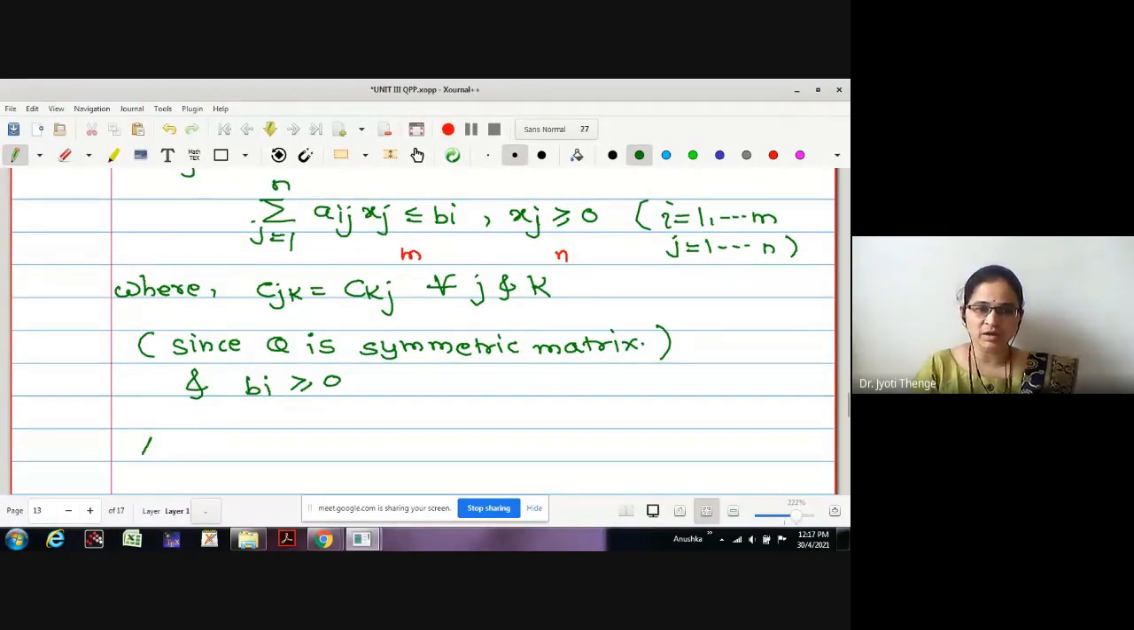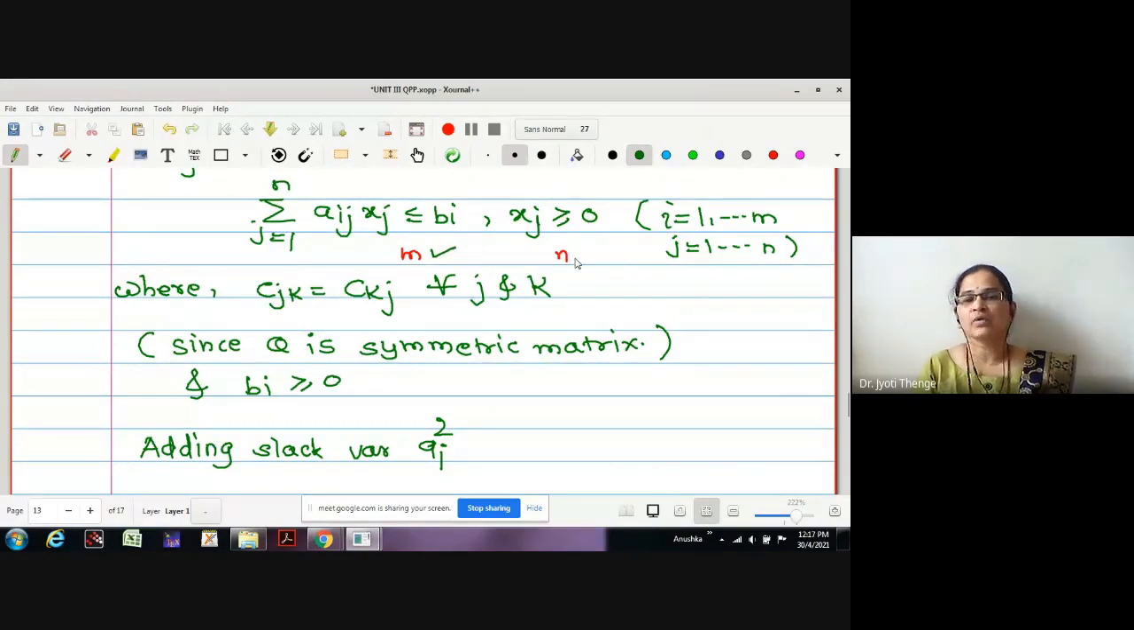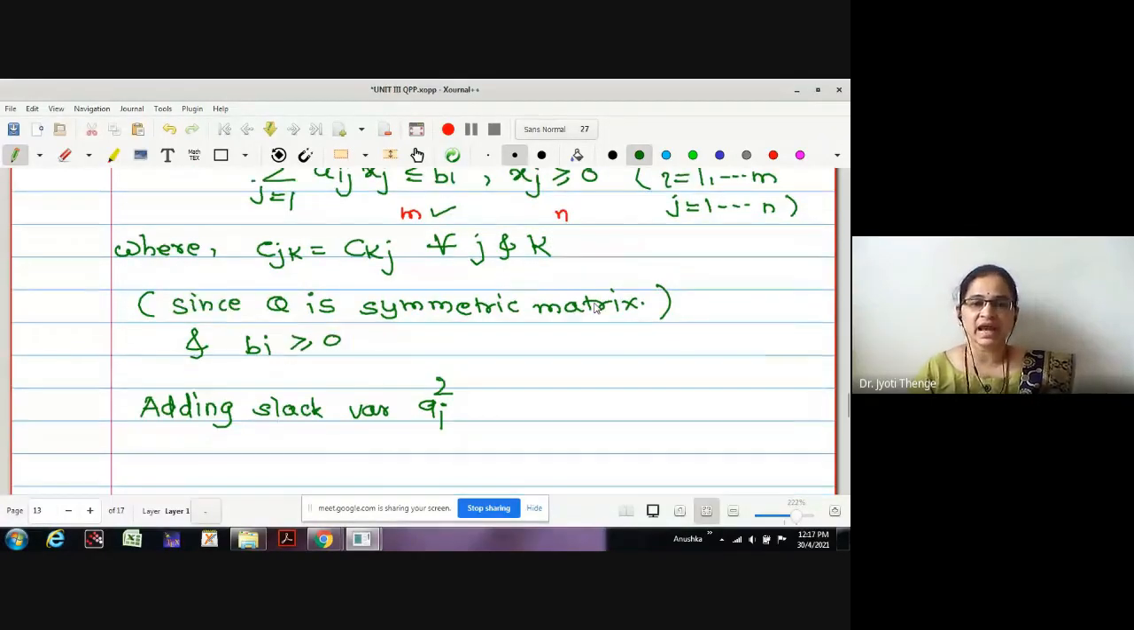Therefore, here what I am writing, adding slack variable q_i square. The q_i squares are the slack variables we were adding to this one. And this is a greater-equal constraint. How can I convert it to less-equal? Minus x_j less than or equals to 0. Correct now? Once it becomes less-equal, we can add a slack variable. Let me write the slack variable to be r_j square to these constraints.